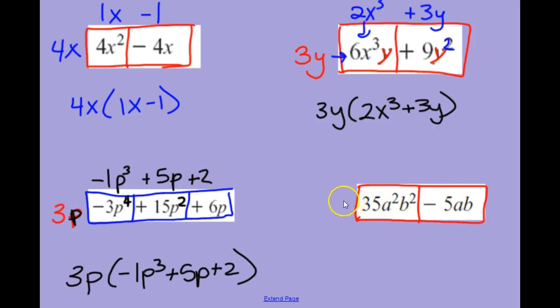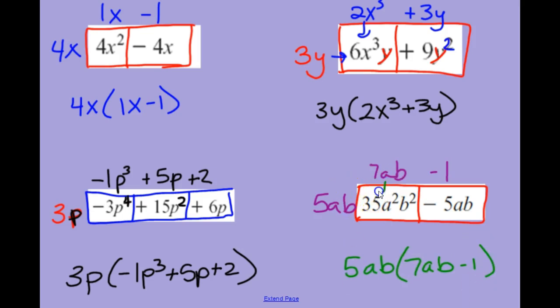So 35 and 5, they're both multiples of 5. And they both have at least one a and at least one b. So I know 5 times 7 gives me 35. There's one a, but I need 2. There's one b, but I need 2, so I'm going to write one more. And then 5 times negative 1 would give me negative 5. There's already an a and there's already a b. So my answer is 5ab times 7ab minus 1.